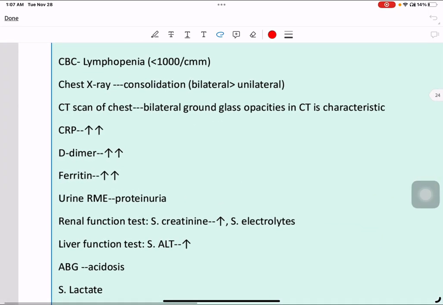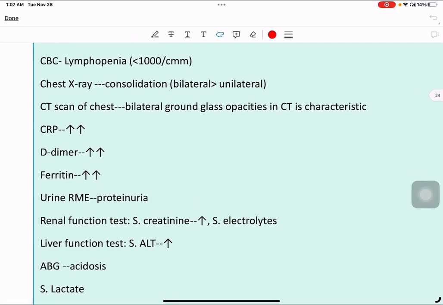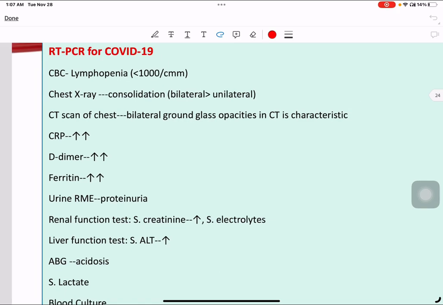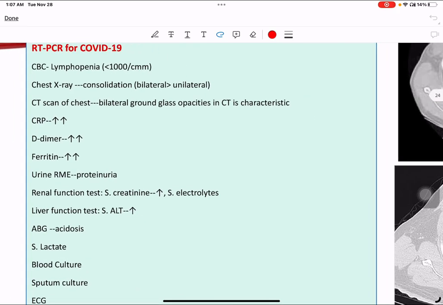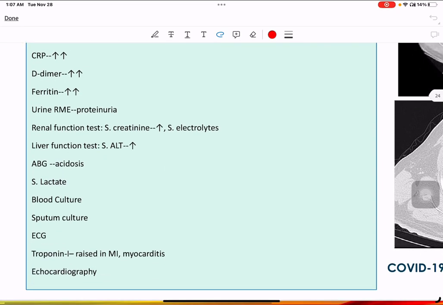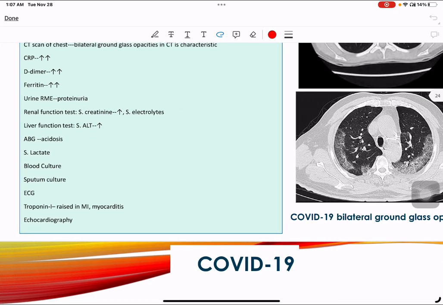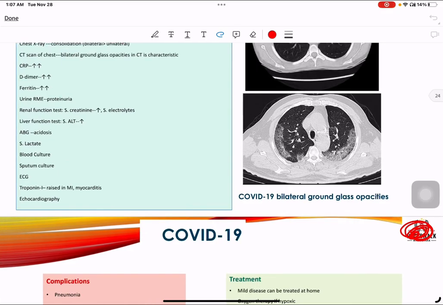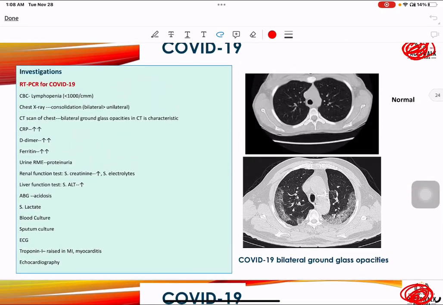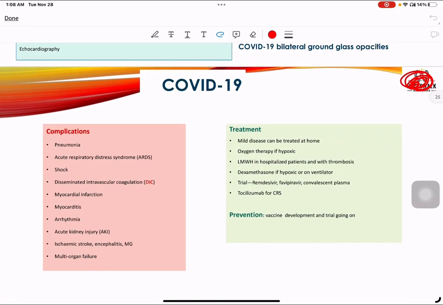CRP will be very high, D-dimer and ferritin may be high, there may be proteinuria on urine examination, kidney and liver function may be abnormal, there may be acidosis, and blood culture and sputum culture may be positive due to superadded infection. There may be raised troponin I due to MI or associated myocarditis, and there may be cardiomyopathy on echo. So these are the lab findings in a patient with COVID-19.